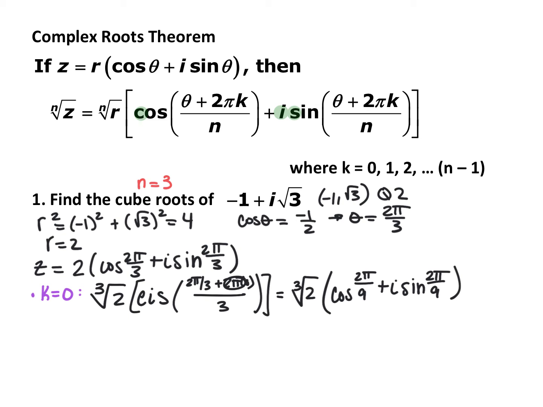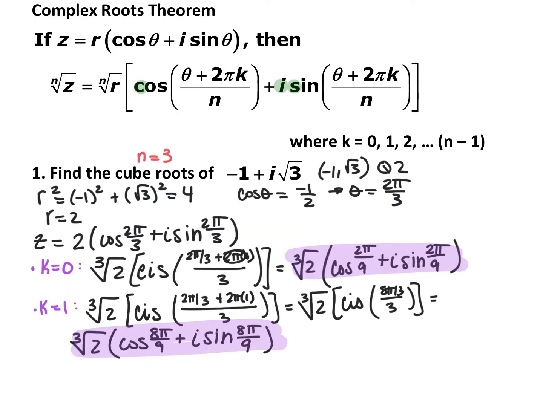For my second solution, I'm going to do the same thing, but now k is equal to 1, which basically makes this be 2k, takes me around the circle. So go ahead and pause the video and do the same thing, but for k equals 1. So the second solution, I'm going to leave this first part the same because I'm still taking the cube root of 2. And then I'm going to take cosine i sine of my same angle theta, 2 pi over 3, plus 2 pi, and then this time I'm going to multiply by 1 and divide all of that by 3.